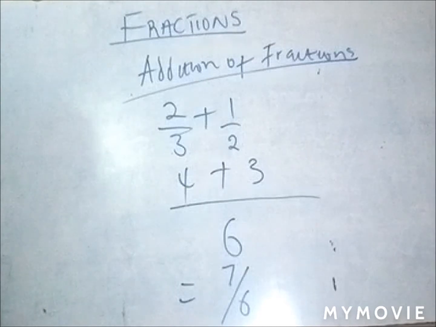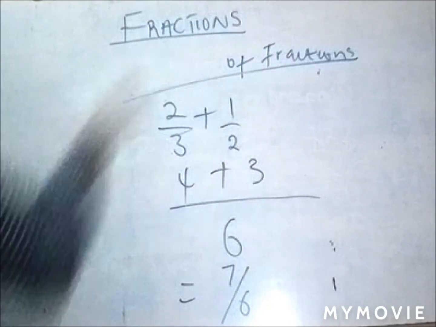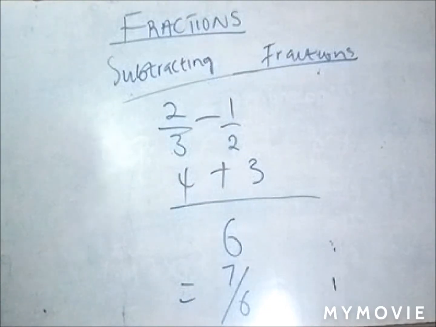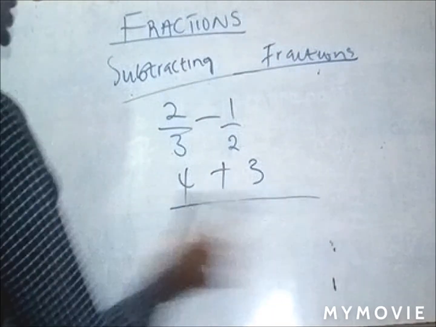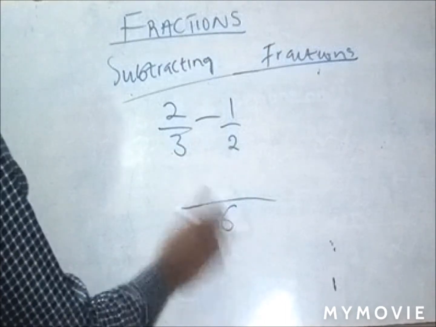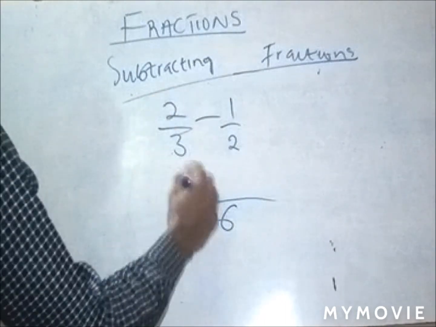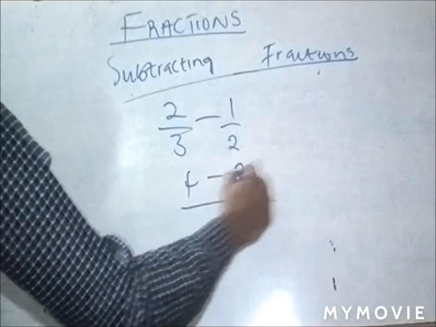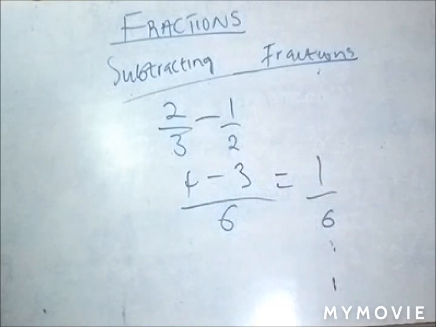So that is for adding fractions. If you want to subtract, for subtracting fractions, there will be a negative sign here. You just apply the same principle. You know that the LCM of 3 and 2 is 6. Then 6 divided by 3 is 2, times 2 is 4. Then 6 divided by 2 is 3, times 1, and we get 1 over 6. So it's just the same principle. The only difference is the negative sign.